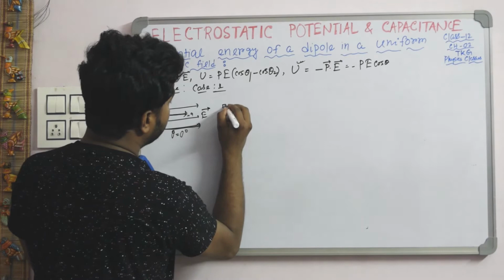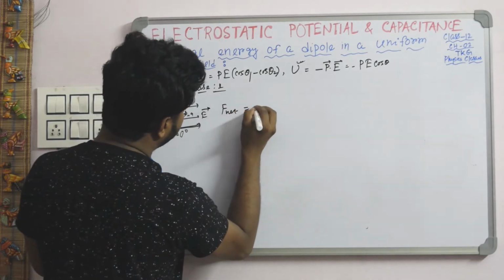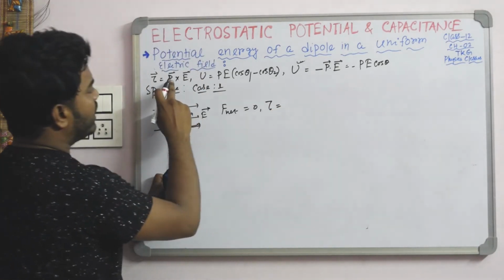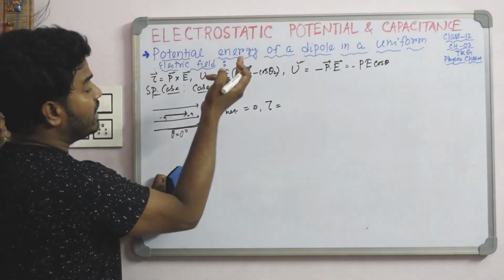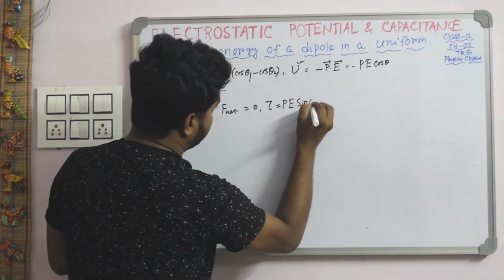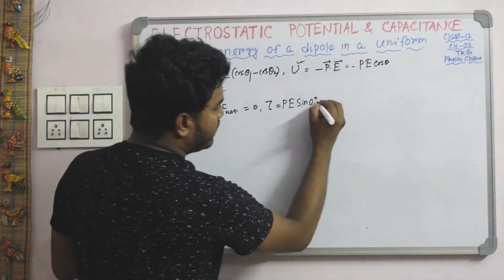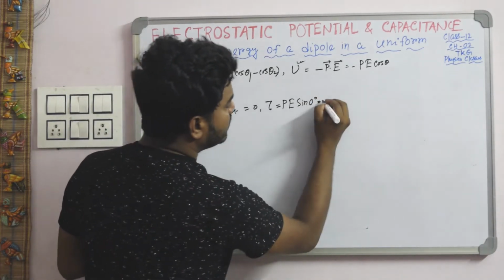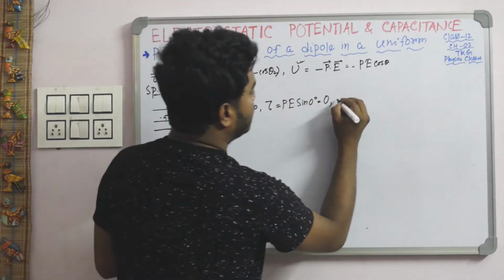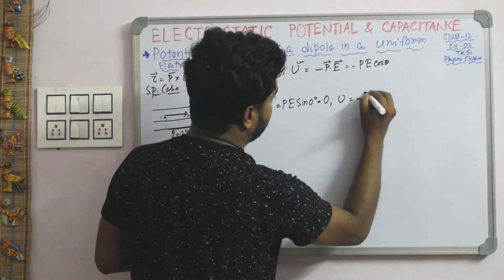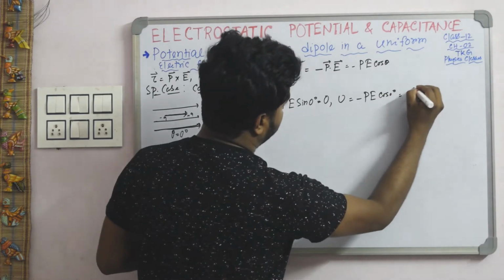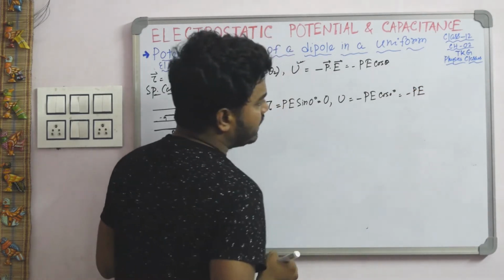What is the net force here? Net force result 0. Clear? Now net torque, that is the torque expression p cross E, that means PE sin theta. So PE sin 0 degree, sin 0 value is 0. Now U is equal to minus PE cos 0, that is U is equal to minus PE.